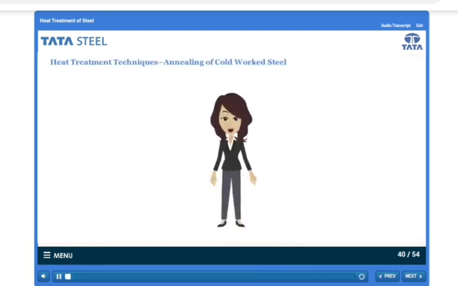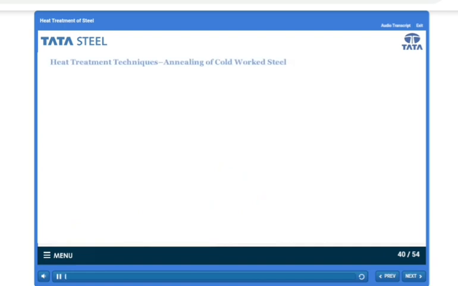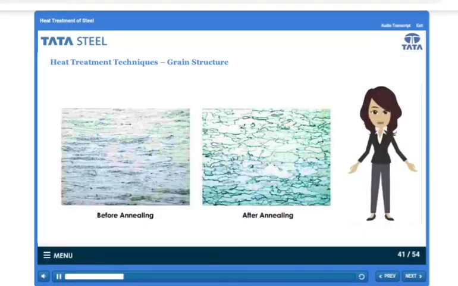Well, by now, you have got a good understanding of the annealing process. Now we will learn about annealing of the cold rolled steel. Increase in ductility. Strain. Images shown here are the microstructures of cold work.